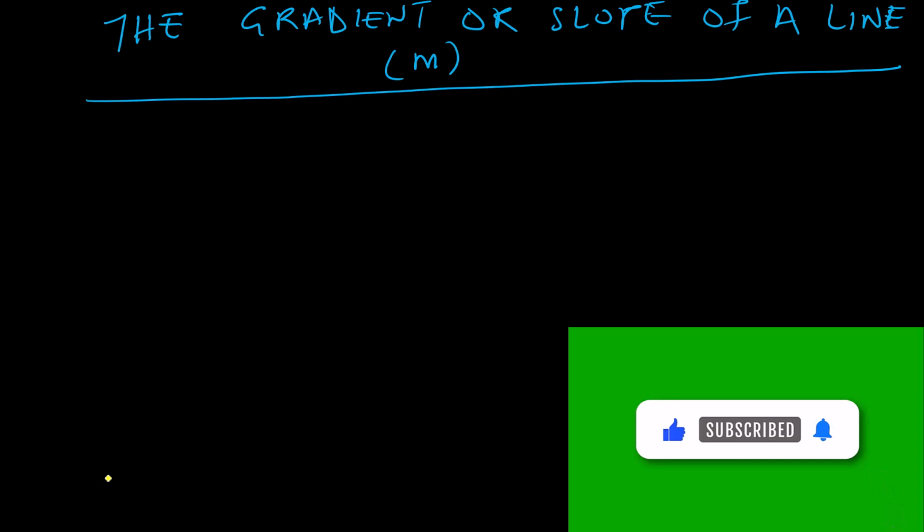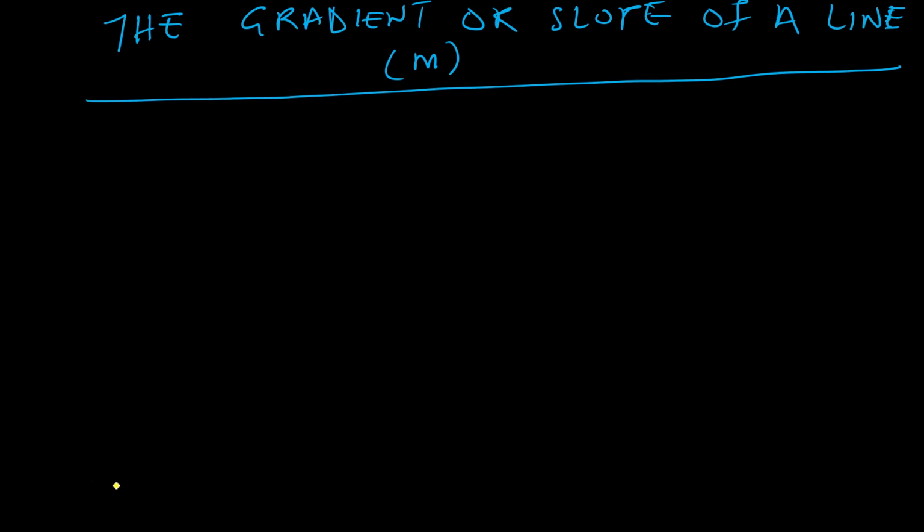All right, let's look at the slope or the gradient of a line. Okay, so how to find the slope of a given line. Okay, so let's draw our x and y axis. Okay, so let's indicate our lines here with 2 points.